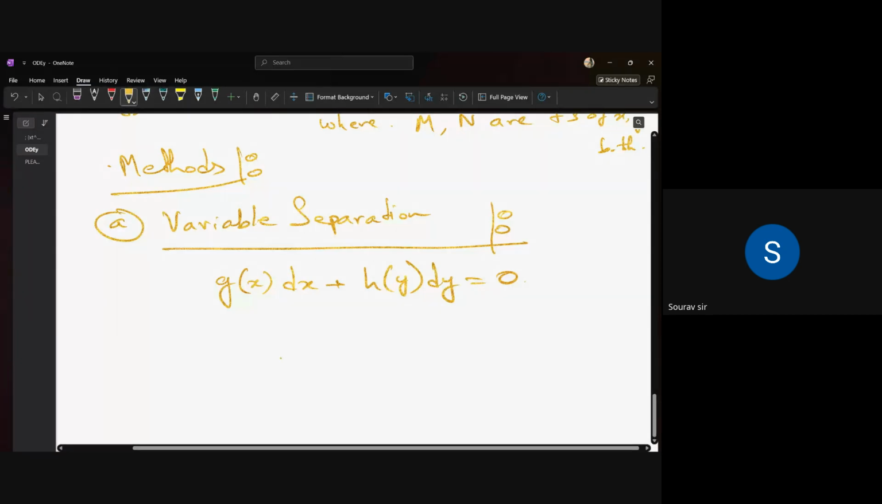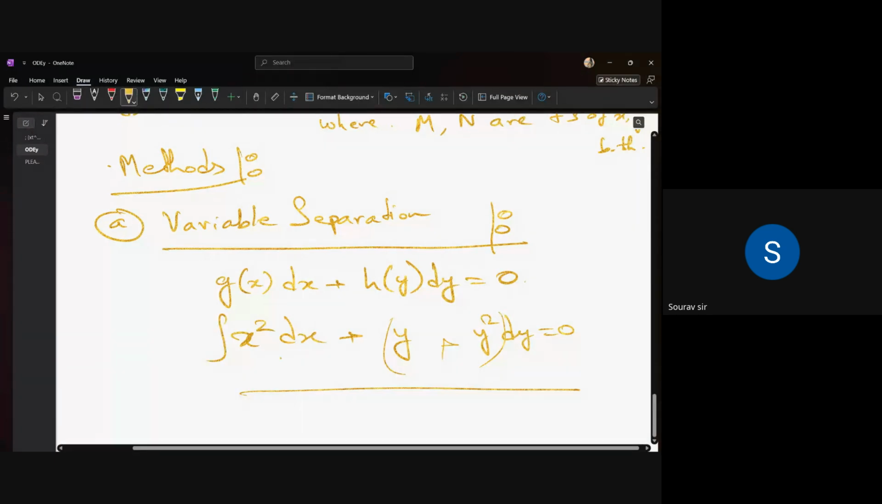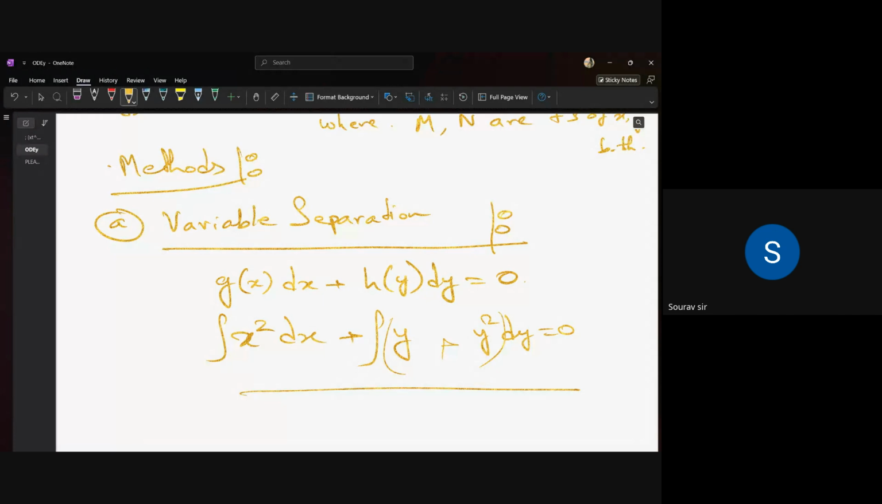So as we take something like x square dx plus, let us take, y dy plus y square dy equals 0. Basically we can just remove this and take the common of this. So this is the basic form, and this is a correct example of this. If we just integrate these parts, we will get the result, and this will be the general solution of the differential equation. So this is an example of it.